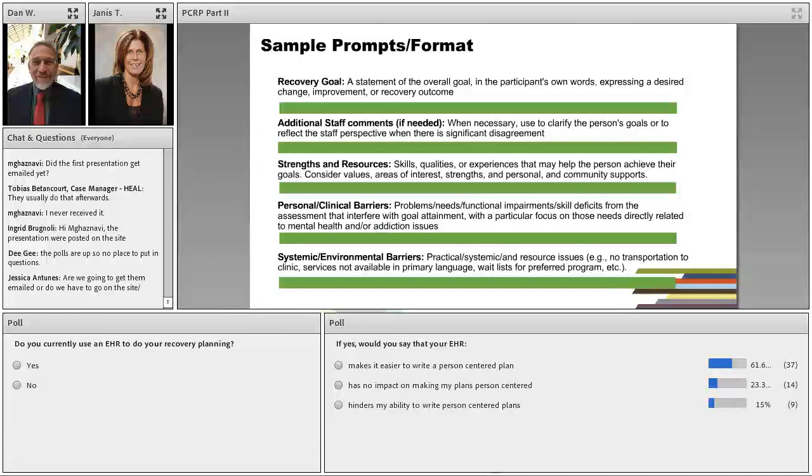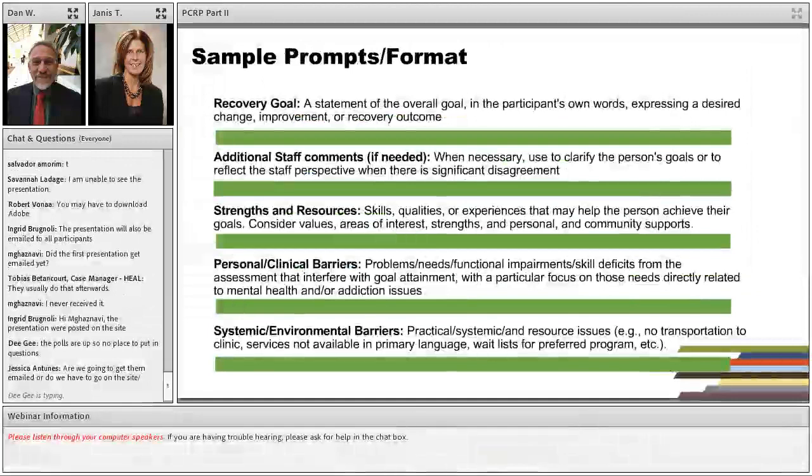So number one, you'll see the order that it goes in, and it follows that hierarchy that Janice described. So up at the top, the first thing you're talking about is the goal. And we put the prompt right on the screen so they're looking at it. Statement of the overall goal in the participant's own words, expressing a desired change, improvement, or recovery outcome. Okay?